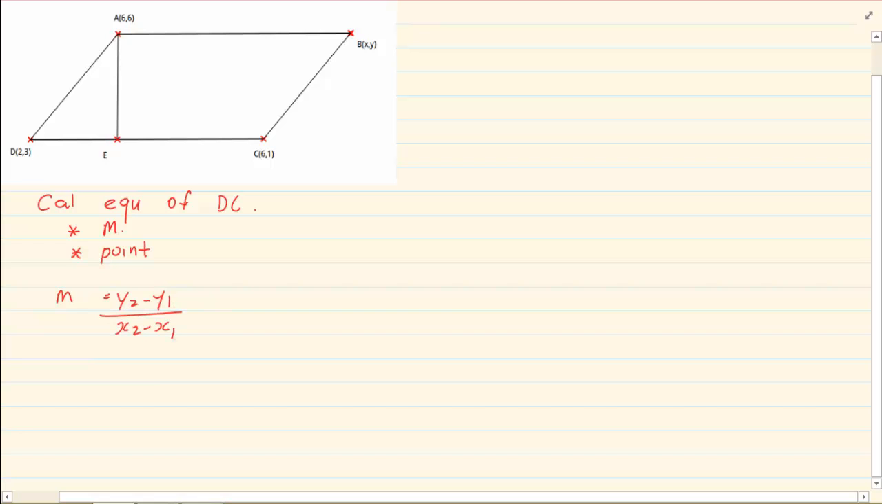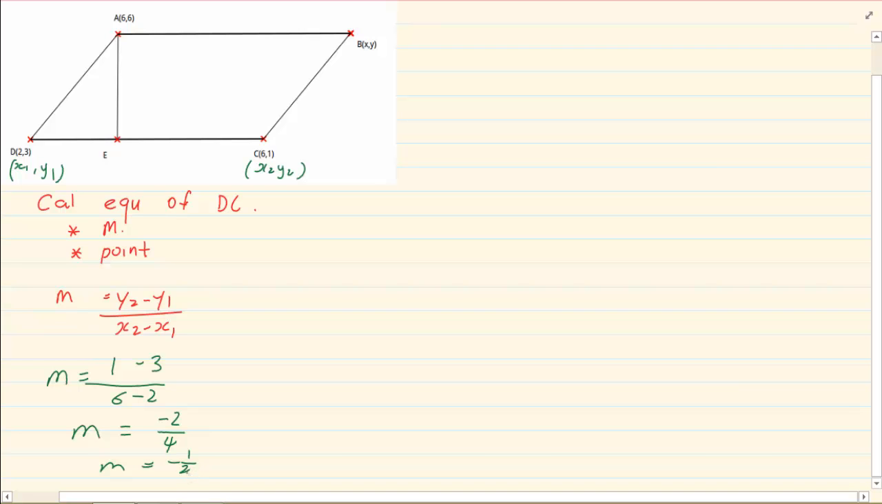Now when you're calculating gradient, the general rule in analytical geometry is mark your points, substitute and solve. So I'm going to work with DC. I'm going to make this x2 y2, which is marking my points, x1 y1, again marking my points. Then I'm going to substitute into the gradient. So I'll have 1 minus 3 over 6 minus 2. So my M is equal to minus 2 over 4, which is equal to minus a half.